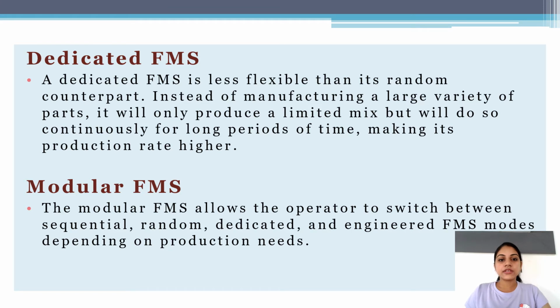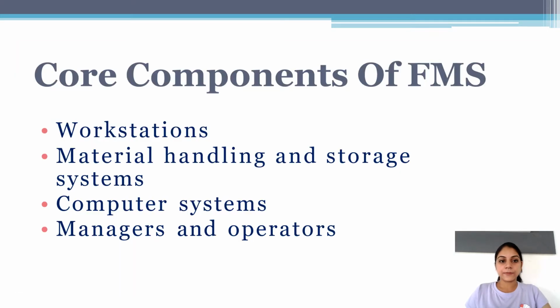So the last one is the modular FMS. Modular FMS basically helps the operator to switch between sequential, dedicated and other types of FMS. So these are the types of FMS. Now we'll move into the core components of FMS. Core components of FMS are basically workstations, material handling and storage setups, computer systems and managers and operators.